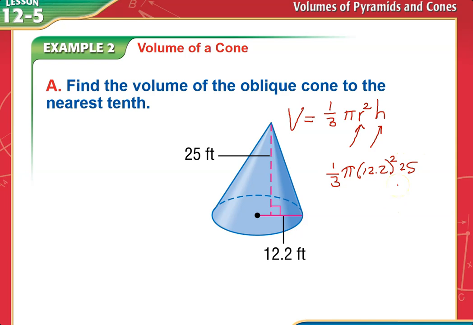So we have 12.2 squared, and that gives me 148.684. Multiply it by 25. That gives me 3,721.